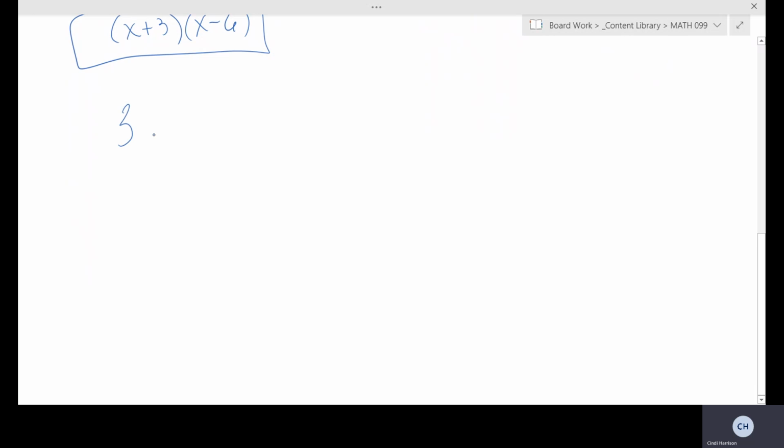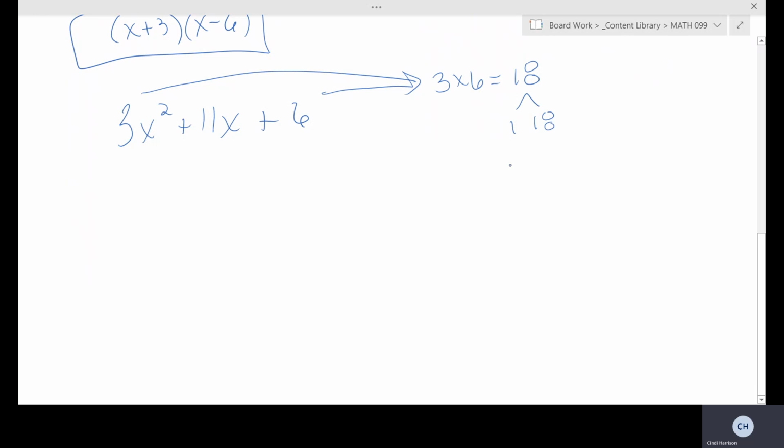Let's take this example, 3x squared plus 11x plus 6. So steps are the same. Take the leading coefficient 3 times the constant, which is 6, and that gives us 18. List the factor pairs, so we have 1 and 18, 2 and 9, 3 and 6. And we need the combination that gives us 11, so that's going to be 2 and 9. 2 and 9 would add to give you 11, so they both need to be positive.